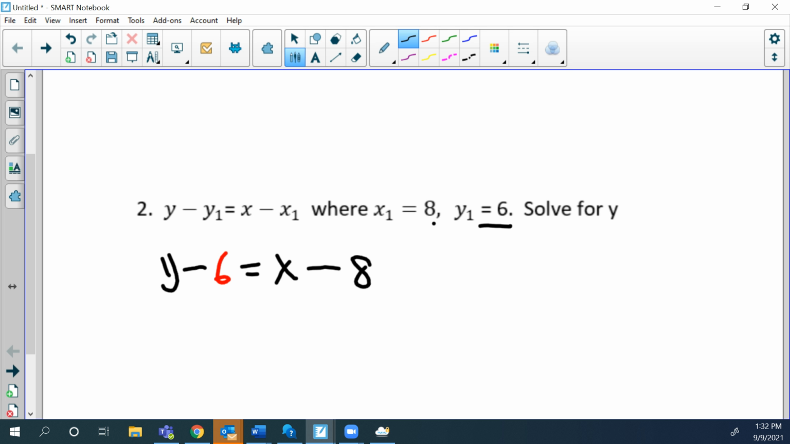And you know, this is a very simple equation to solve for now. Solve for y. Okay? We'll look at it now. We have y over here all by itself, but next to y is a negative 6. So how am I going to solve that?